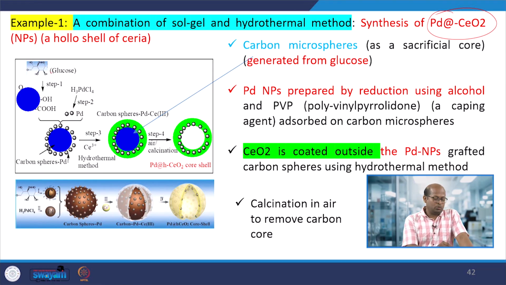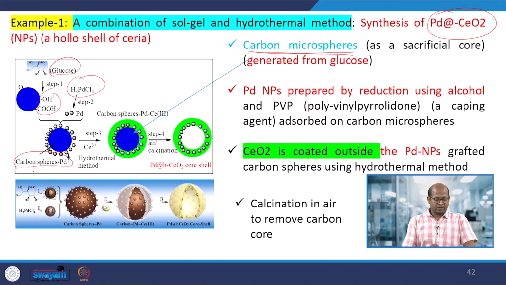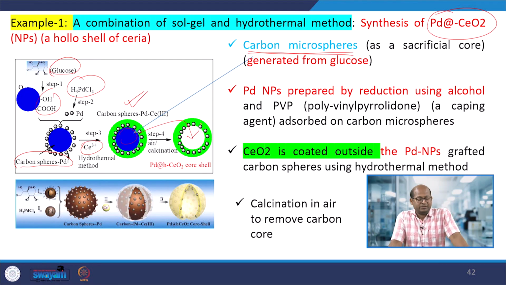prepared by the core-shell method. Here glucose was used to make carbon microspheres. The blue color you can see is glucose, which has different functional groups, and then the palladium precursor was distributed. Then, in step 3, ceria was impregnated by hydrothermal methods, and the carbosphere palladium ceria species forms, and then we can calcine that. So then we can remove these carbons by calcination.